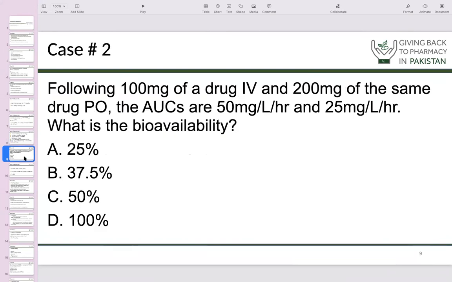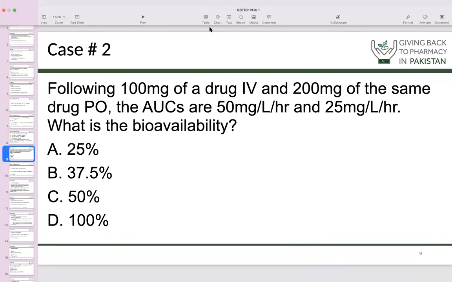So case number 2, with basic pharmacokinetics relation, is: following a 100 milligram IV dose and a 200 milligram dose of the same drug PO, the areas under the curves are 50 milligram per liter per hour for IV and 25 milligram per liter per hour for oral. So what is the bioavailability of this drug? A 25%, B 37.5%, C 50%, or D 100%?